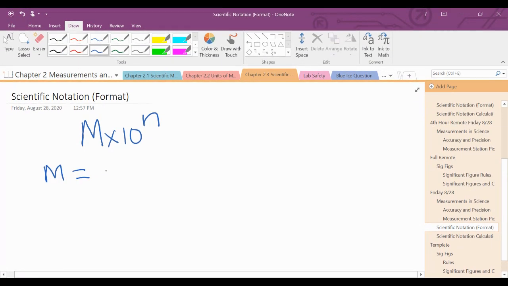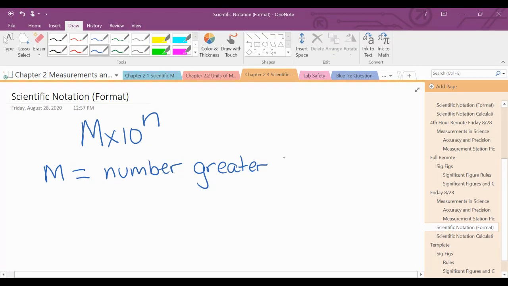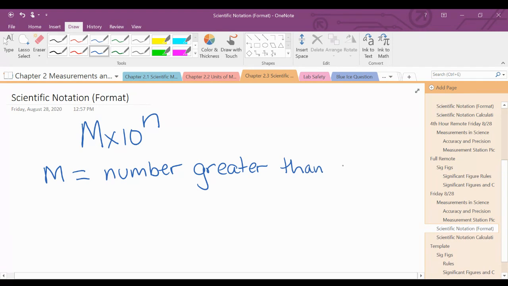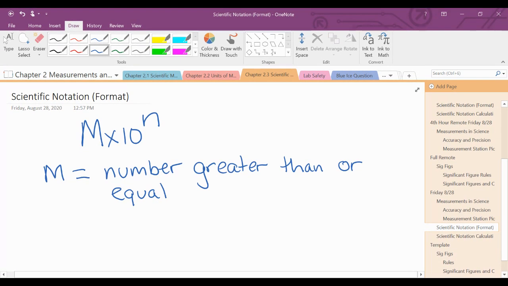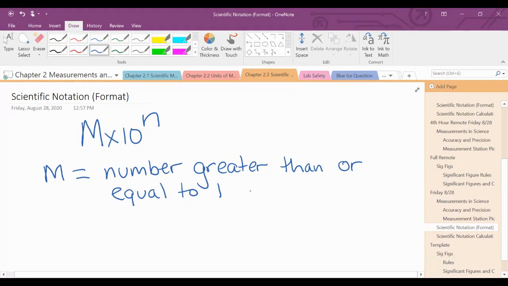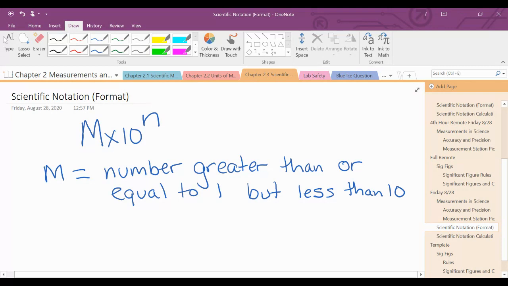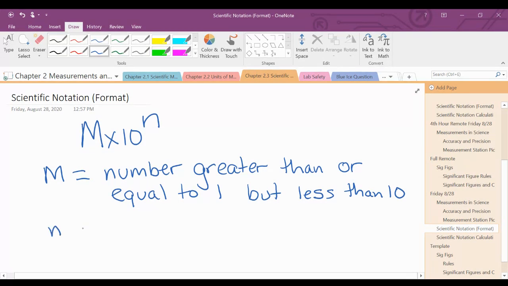M equals a number greater than or equal to 1, but less than 10. N is a whole number.